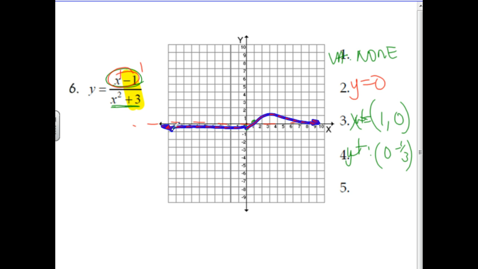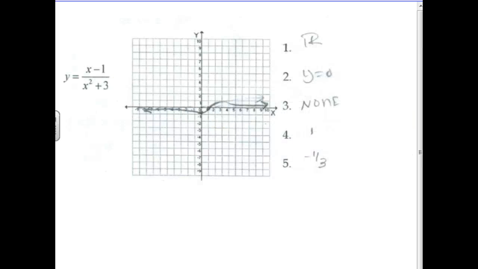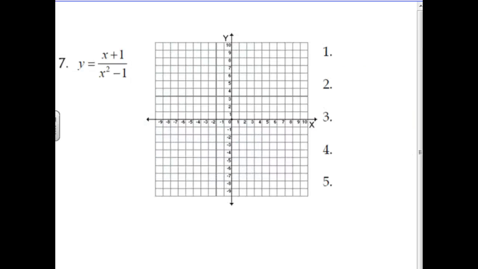So again, you can pick up your calculators and check these, but the goal is to be able to do this without a graphing calculator. There's the final solution for number 5. Number 6, again, continuing on. The vertical asymptote is going to be x equals plus or minus 1. So 2 dads. Each problem is just a little bit different.